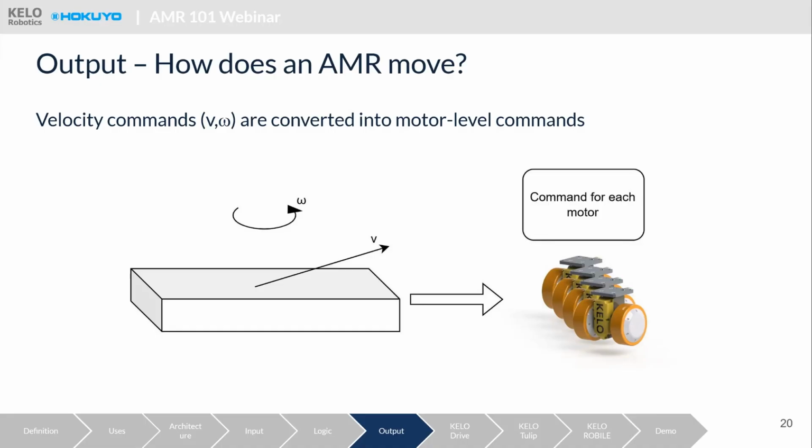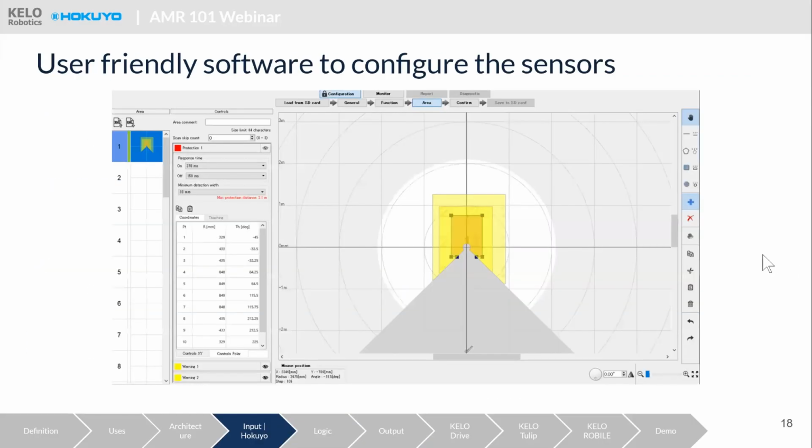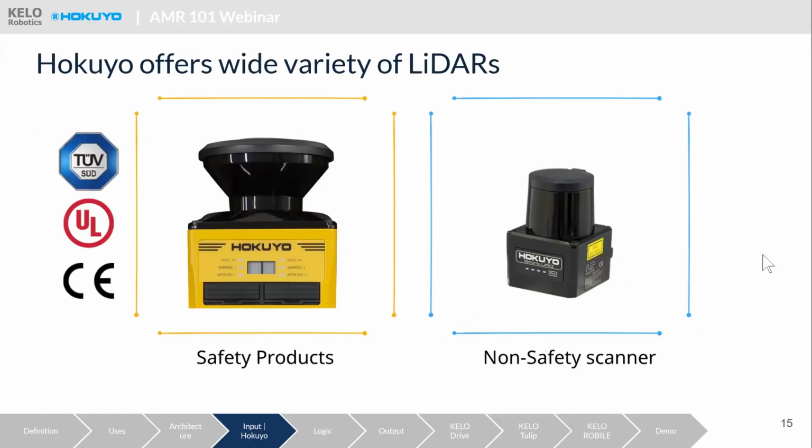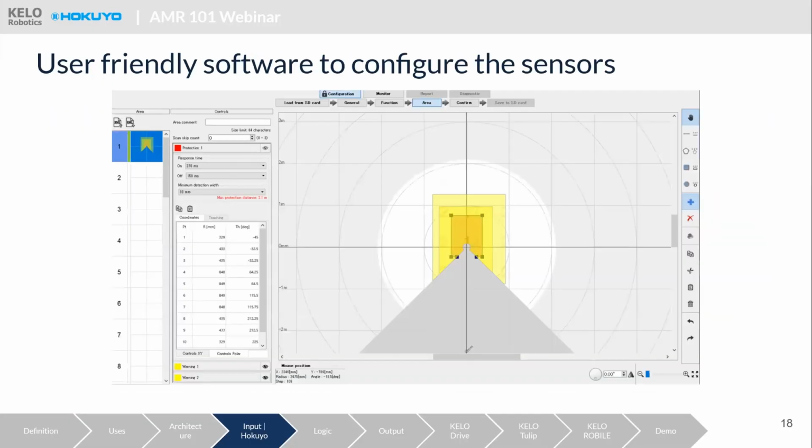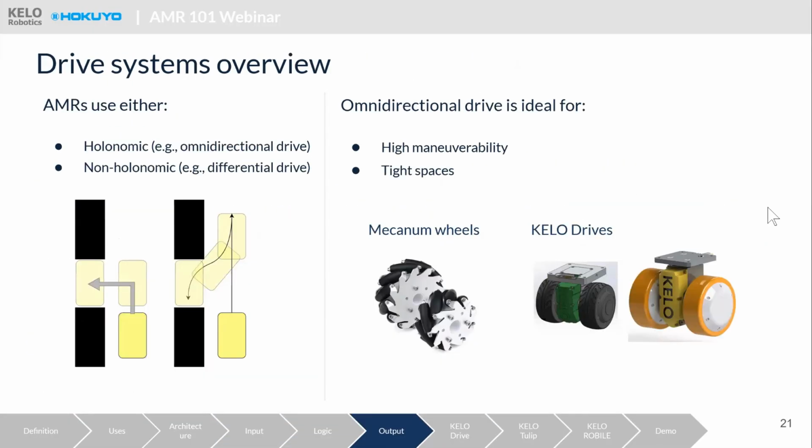Okay, great. So the next question is, can you provide a deeper comparison between the mecanum wheel and the KELO drive system?